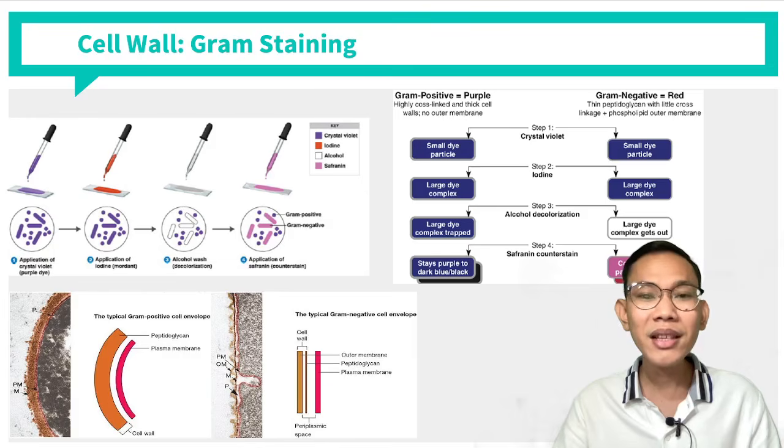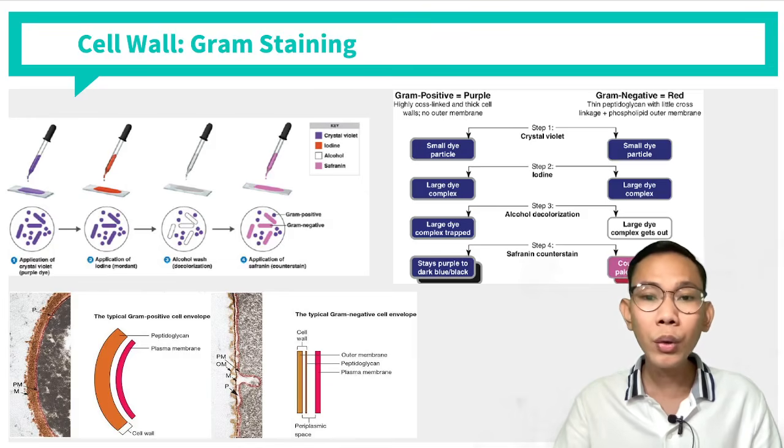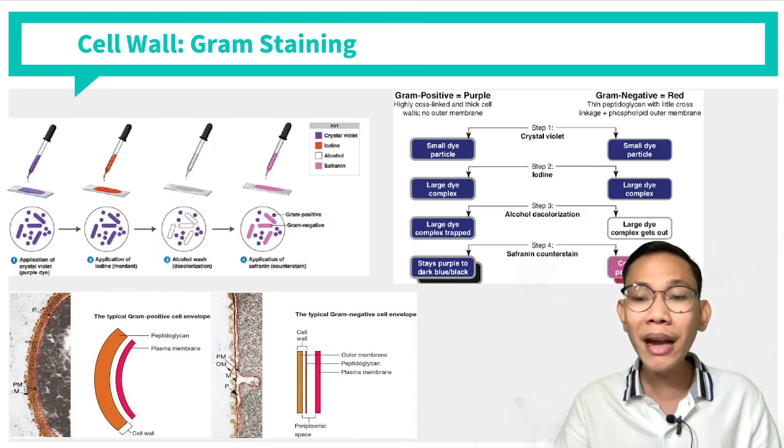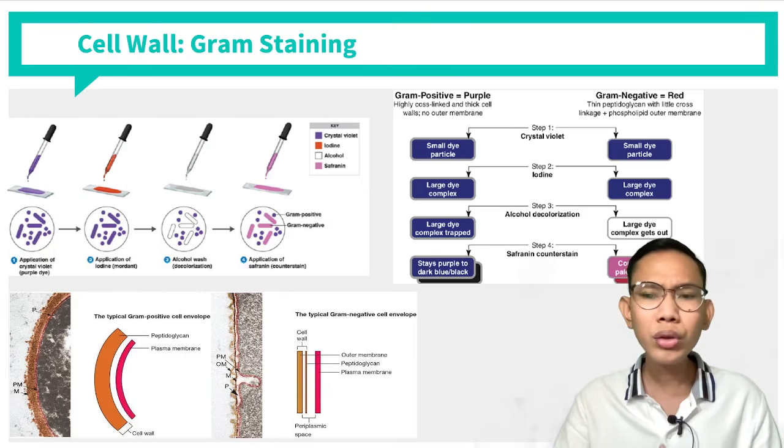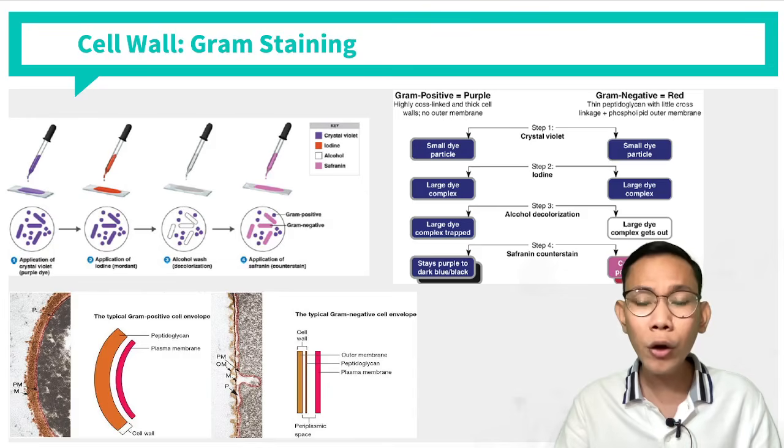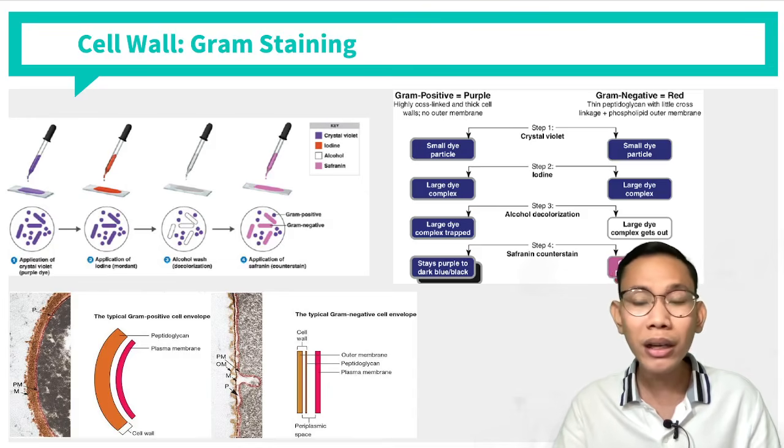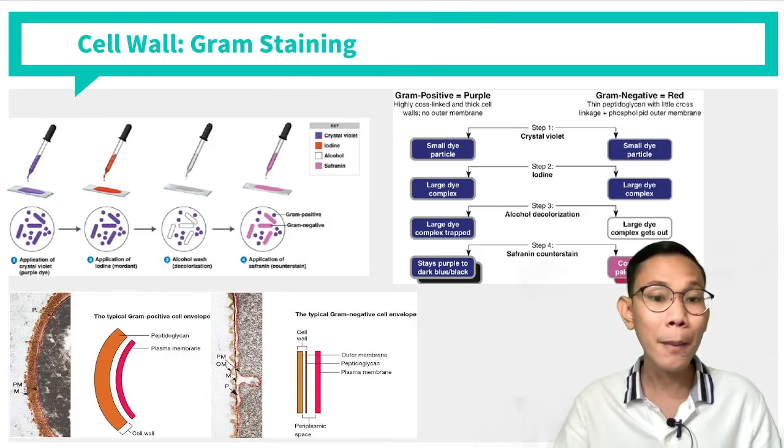Gram-positive, it maintains the primary color of your primary stain, which is purple, while your gram-negative will now be colorized by your counter stain, which is color red to pink, which is now your safranin. That's why your gram-negative is red. Doc, the question, bakit natatanggal? Why is it that your large dye complex gets out in your gram-negative versus your gram-positive?